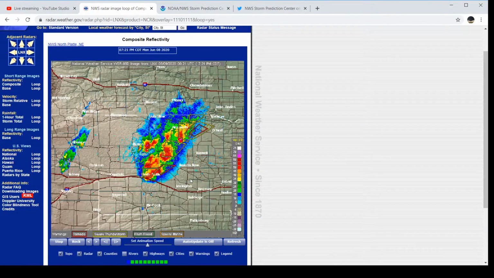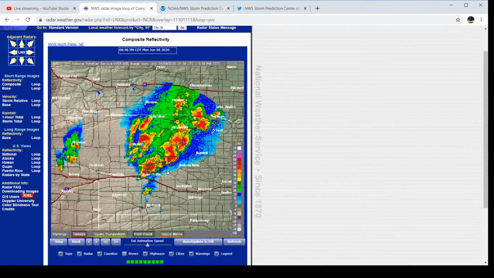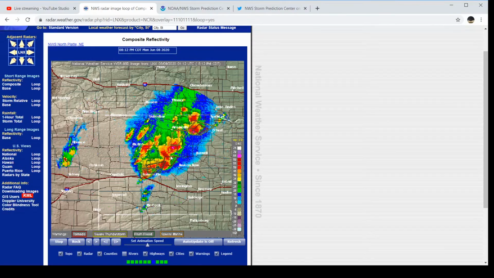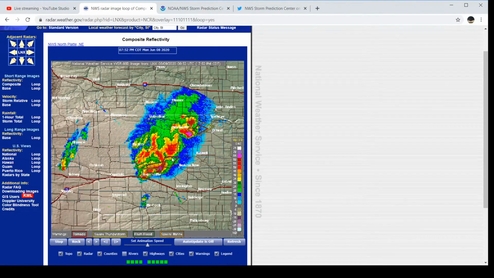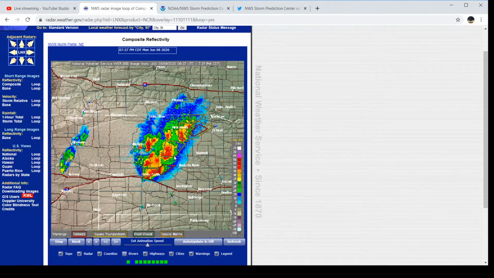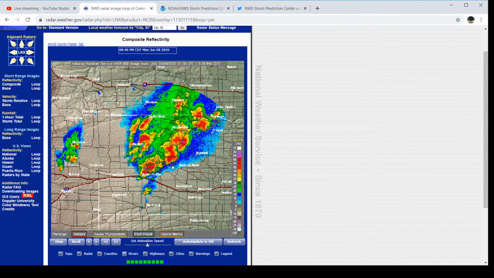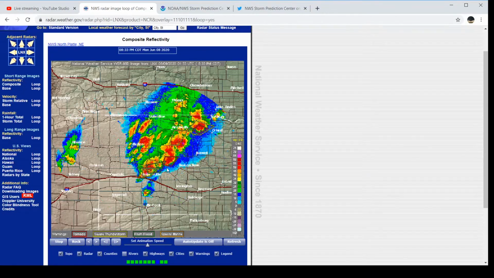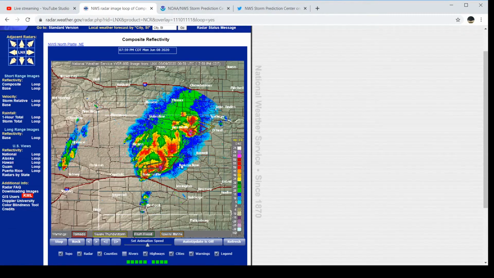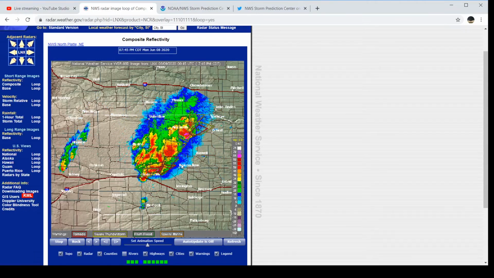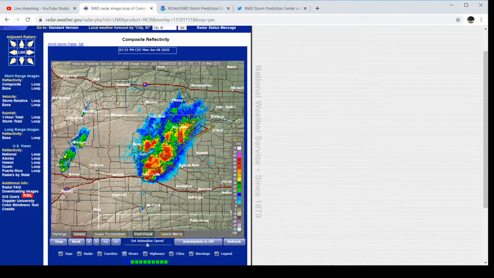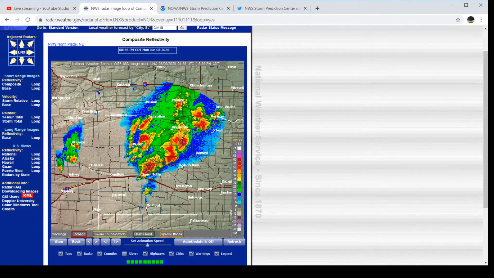Now with these winds being backed, according to when I read it earlier, it could cause the storm motion to move away from the cold pool, which could decrease the chance of tornadoes through the evening. I don't have any clear indication of that right now.